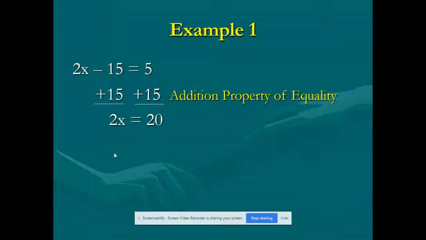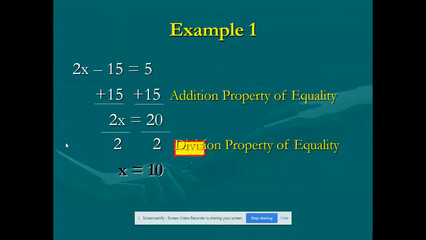Now we say, okay, what has been done to the variable? The variable has been multiplied by 2. What is the opposite of that? Division. So now I have to divide by 2. The 2s cross each other out, and we're left with x is equal to 10. And this is how I want you to set it out. Remember, your equal signs all have to be one underneath each other.